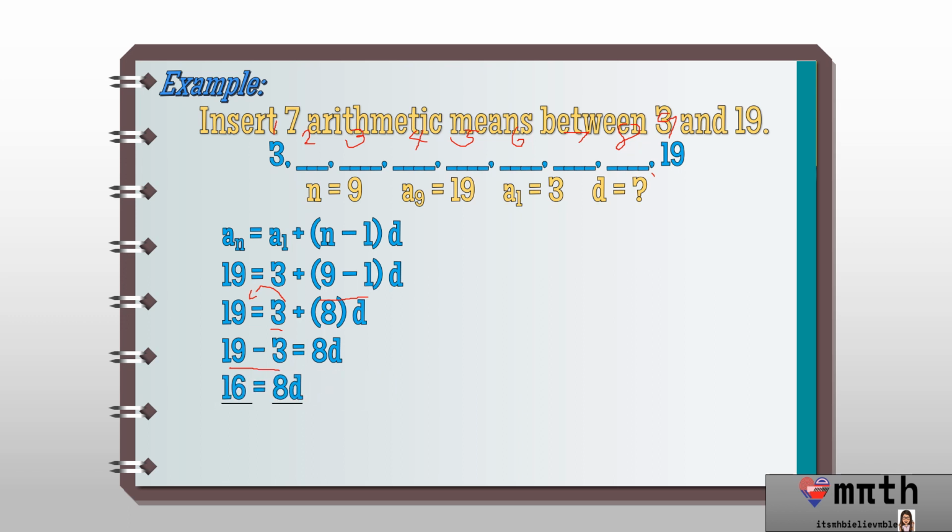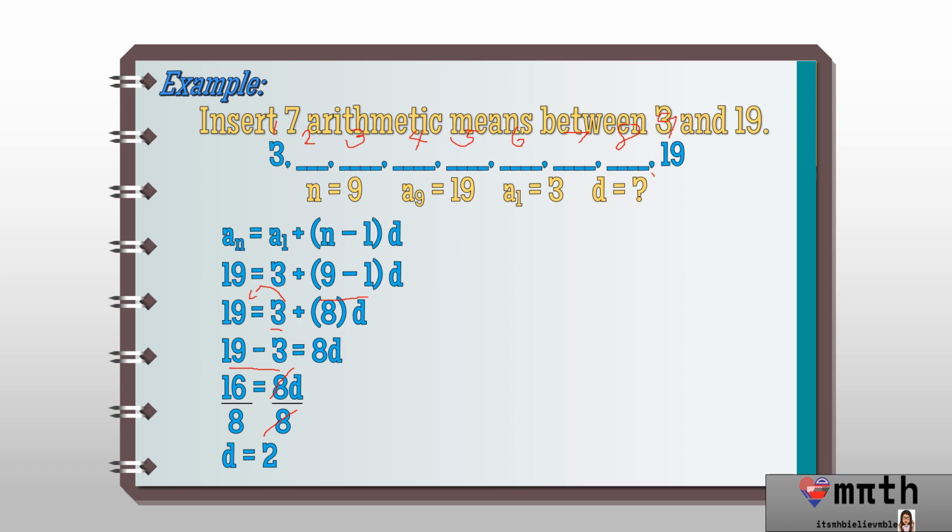Since we're looking only for the value of d, we're going to eliminate the number beside d, which is 8. So we're going to divide both sides by 8. So 8d divided by 8, 8 will be cancelled out, leaving d behind. And 16 divided by 8, that will be equal to 2. The value of d will be equal to 2.